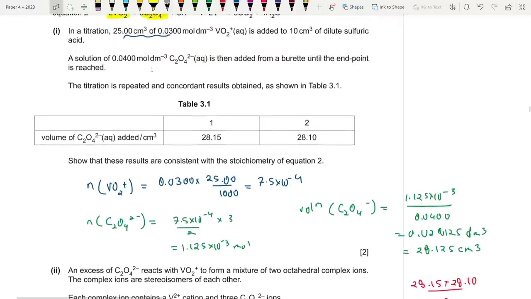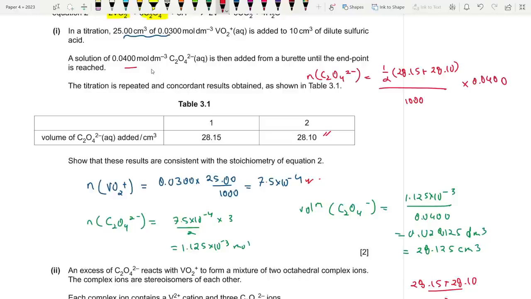Now, what they showed in the mark scheme is an alternate approach. They showed this step followed by the moles of ethanedioate. They actually found it out using these values. Half of 28.15 plus 28.10, by 1000, times n C2O4 2- is equal to times 0.0400.